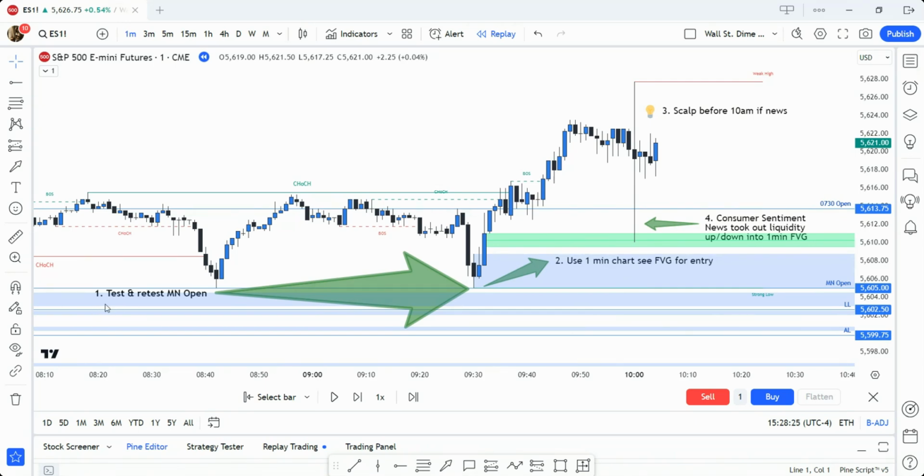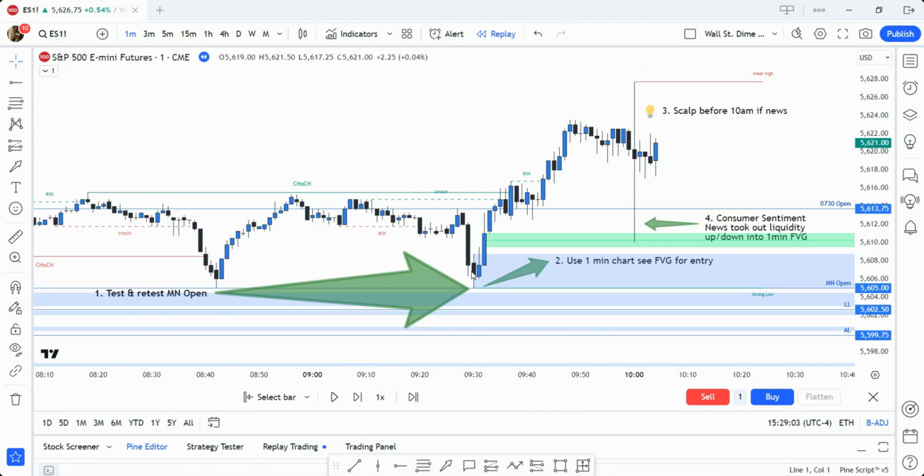Number one, this is what I've noted as a test and retest of the midnight open. This happened before the New York session. I sit down to my desk at about 8 a.m. in the morning, and I come and go before the market opens, but I could have spotted this on Friday and said, oh okay, we tapped the midnight open. We didn't really sweep it, but we tapped it. Then when I come into the market, I'm watching and I'm seeing the market trade lower.